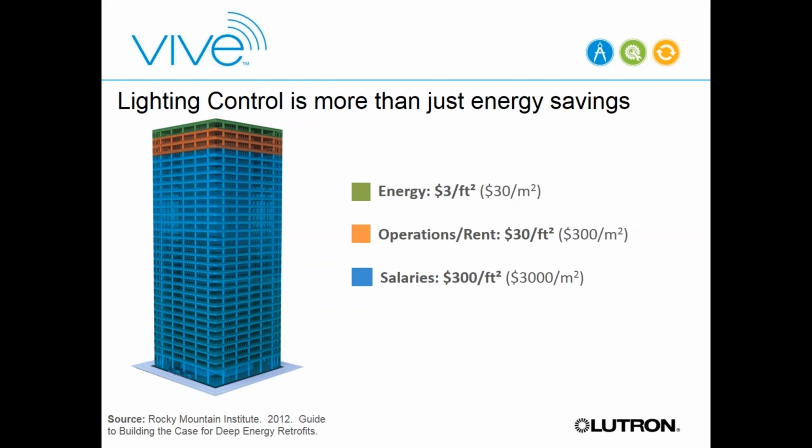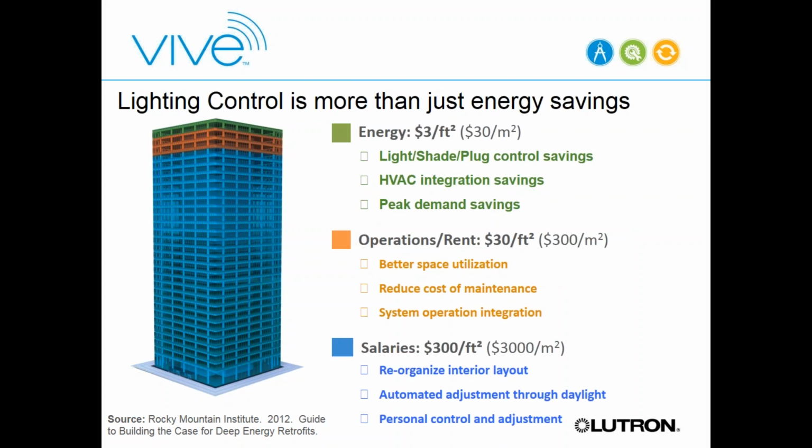And today we expect more from lighting control to help not only save energy, but also help optimize our space, make it more efficient from an operations perspective, and help make people more comfortable and productive. So it's very important that as we implement lighting control, we take into account all three of these pieces. The things you're going to implement to attack these different parts of the building cost include, on the energy side, lighting and shading control being an obvious one, but also making sure you can integrate to other systems in the building, like HVAC, for additional savings.